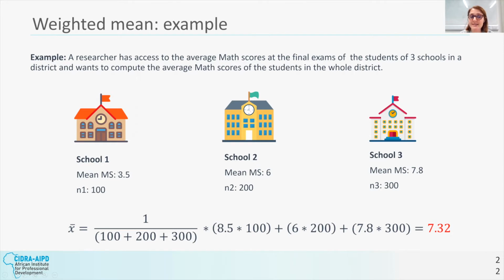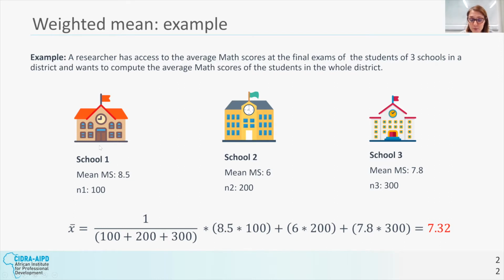If we just summed the mean math scores and divided by 3, this would be incorrect because we know that these values have been obtained with a different number of tests. We have a different number of students who have taken the test. So first of all, we need to compute the total number of observations, the total number of students in our district, which will be given by n1 plus n2 plus n3. So 100 plus 200 plus 300.